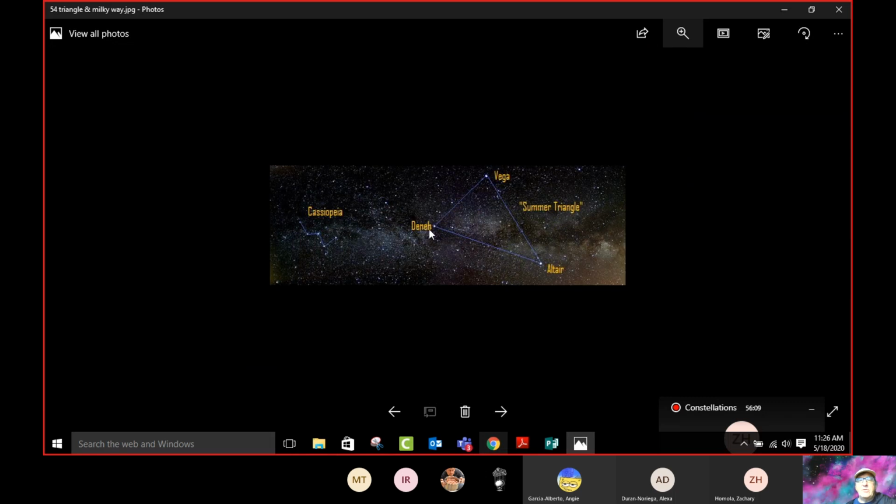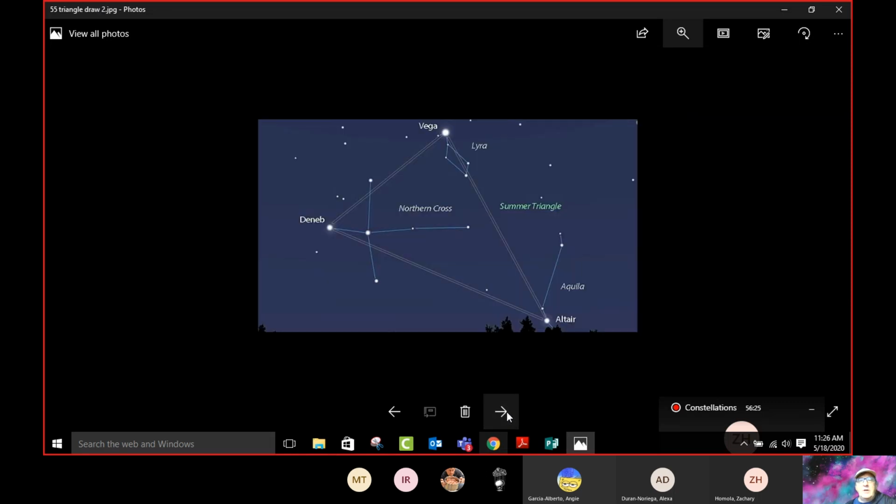Here's another view, and to help you find them, it's showing where Cassiopeia is found. So here's the W, and you go to the side and we can get the summer triangle. Remember, we can also find the North Star by going in this direction. Here's a little more detail.